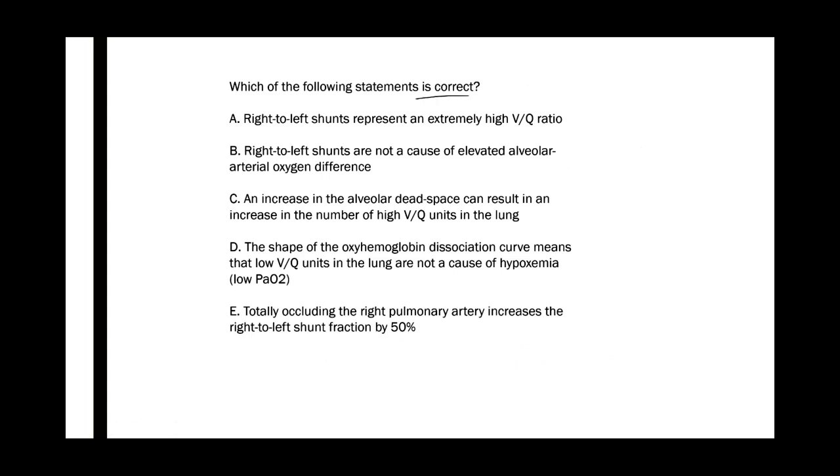Okay, which of the following statements is correct? Right to left shunts represent an extremely high VQ ratio. No, it's actually low, or 0. Right to left shunts are not a cause of elevated AA gradient, so that's wrong because they are a cause. An increase in the dead space can result in an increase in the number of high VQ units in the lung. So this is true.